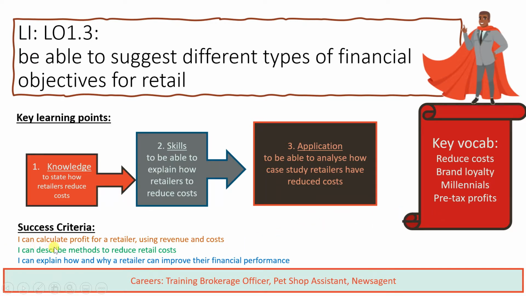The criteria to show that you've met the lesson objectives is that you can calculate profit for a retailer using revenue and costs, that you know how to describe reducing retail cost methods, and you can explain how a retailer can improve their financial performance. The careers focus at the bottom: we've got training, brokerage officer, pet shop assistant and newsagent.